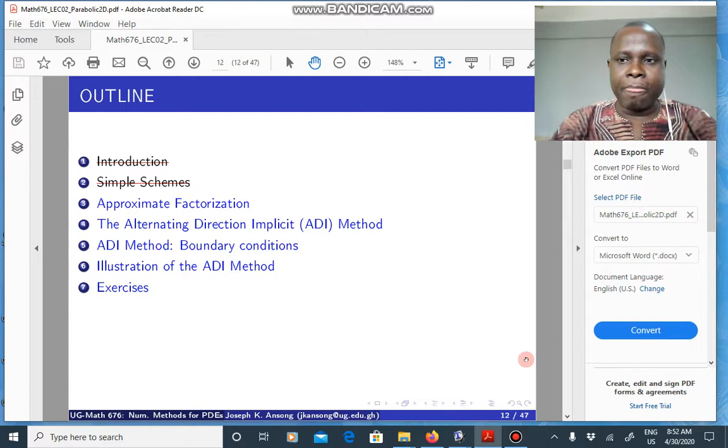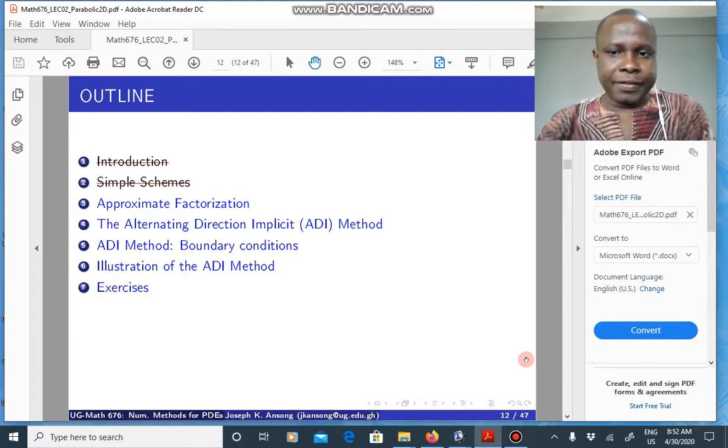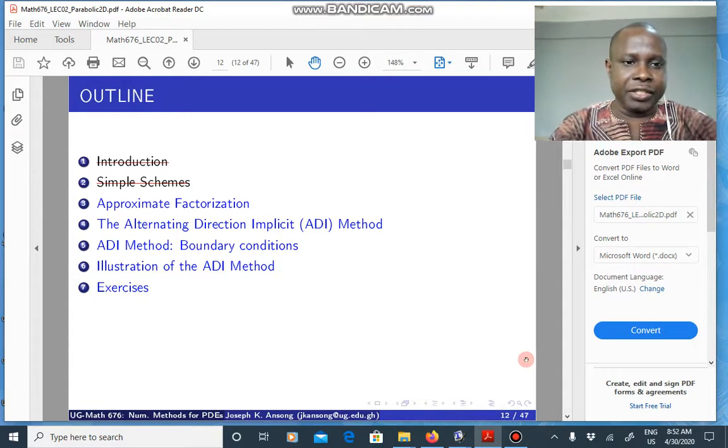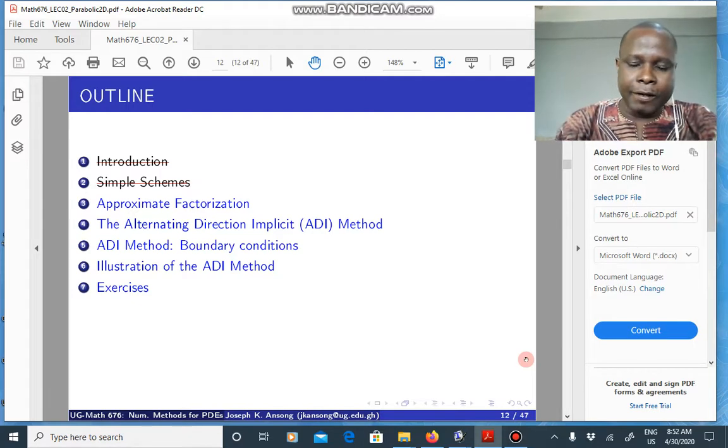equation, the 2D case. Yes, in our last lecture we looked at an introduction to the heat equation in 2 dimensions, and then I introduced some simple schemes that we could use. We looked at the explicit scheme, the fully implicit scheme, as well as the Crank-Nicolson scheme. So these are schemes that we've seen before from our lectures on the 1D case.